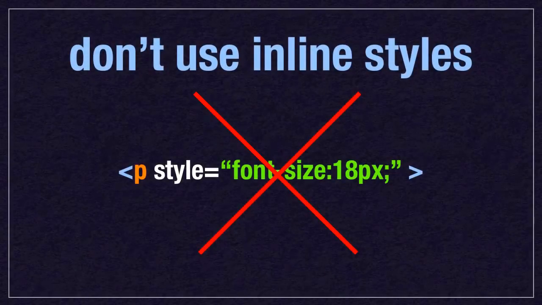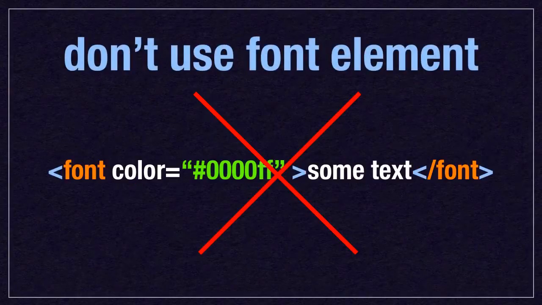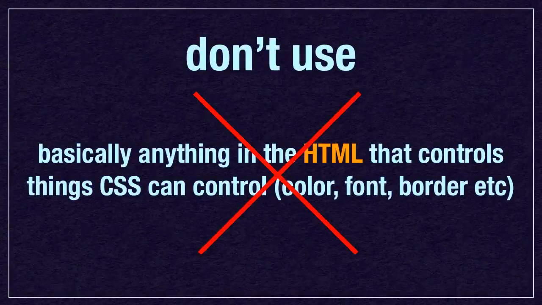Well, one way you can separate the two is to not use inline styles. That's in your HTML, using the style attribute and styling some HTML that way. If you use that, then your design is right there in the HTML page. Another one is to not use the font element. A font element is another way that people style the page, and it's basically on its way out and not considered a great thing to use anymore. And overall, don't use anything in the HTML that controls things CSS can control.